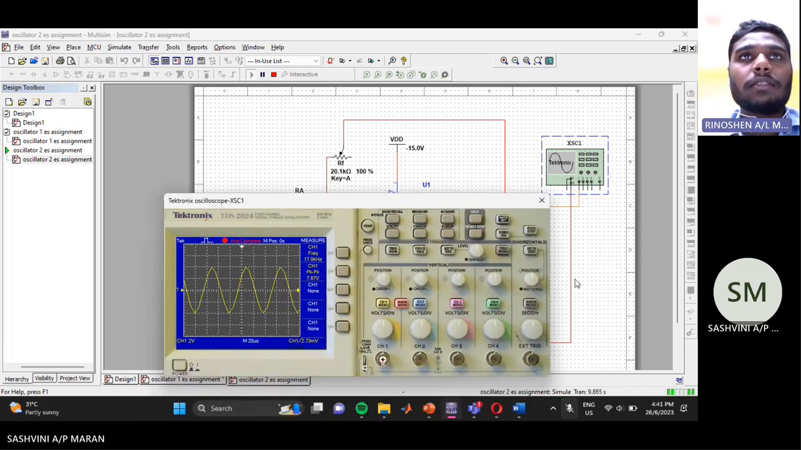when we run the circuit, we get the frequency as 17.0 kilohertz and the peak to peak as 7.87 volt. So the measurement and the calculation are proven to be the same.